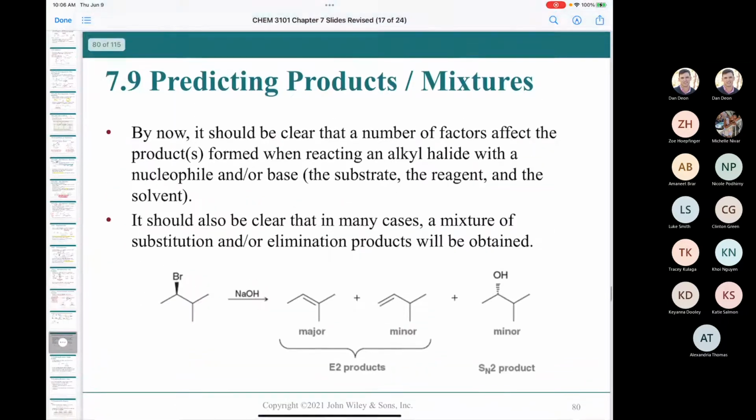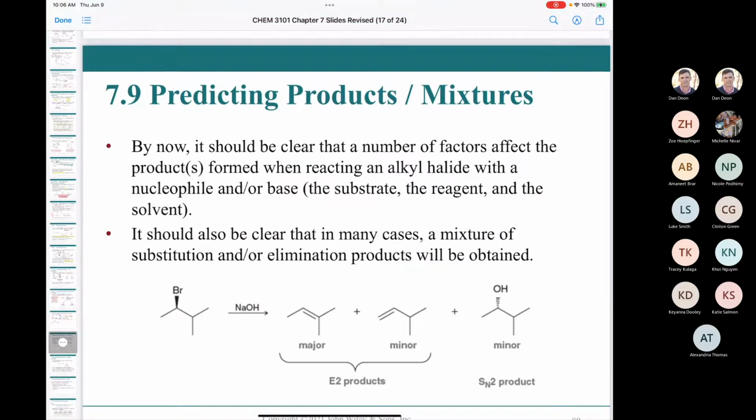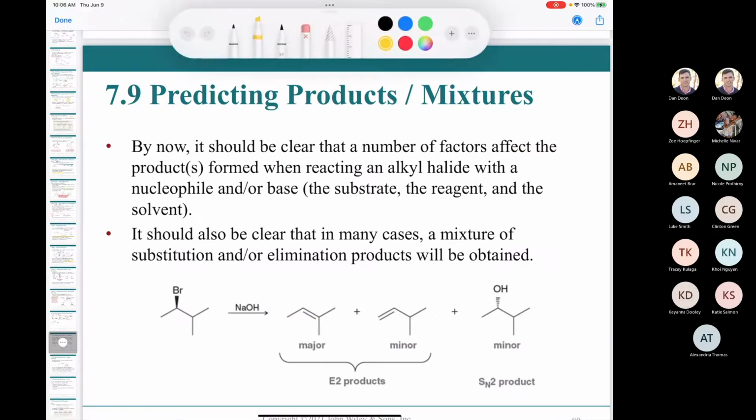Yeah, section 7.9, which kind of rehashes a lot of what we've learned and what strategy you would take. If you're overwhelmed, and it's normal for people to be overwhelmed by all the things we see in organic chemistry, hopefully you've taken away that there's a whole bunch of things that come into play. There are a number of factors we have to consider when determining what the products of a reaction are.